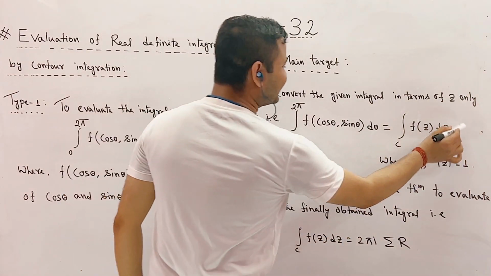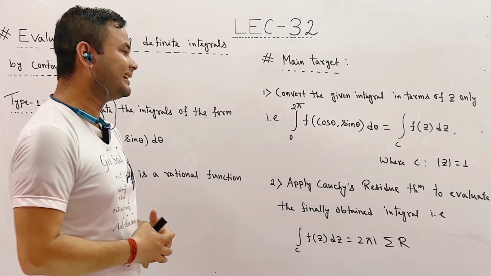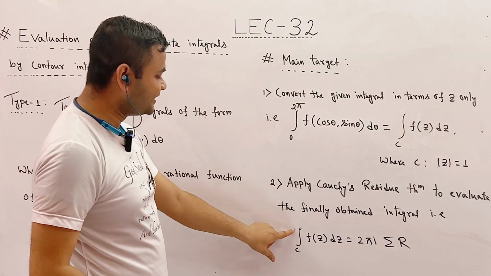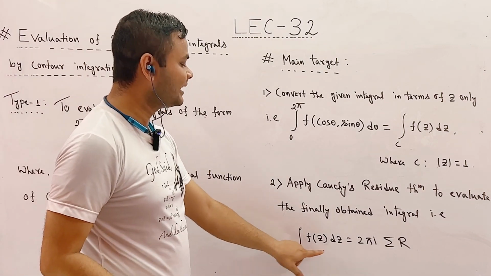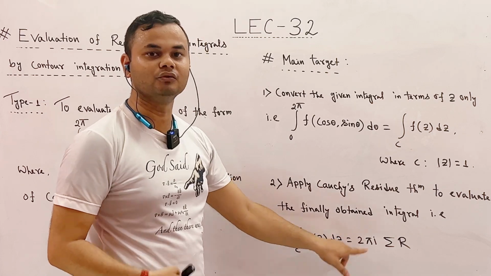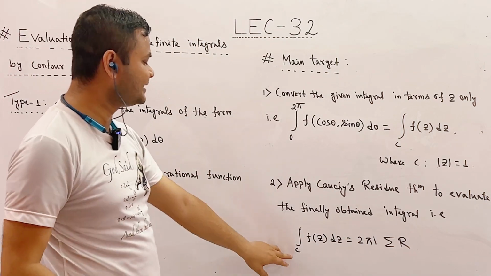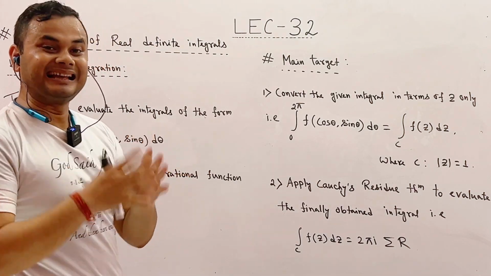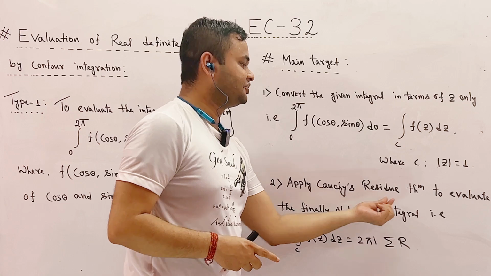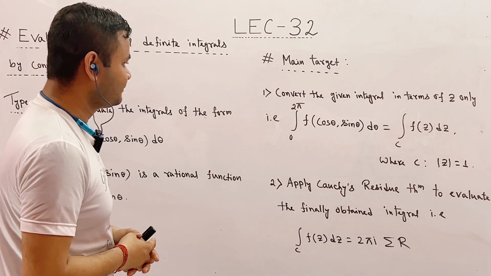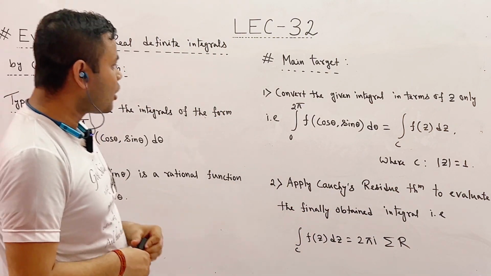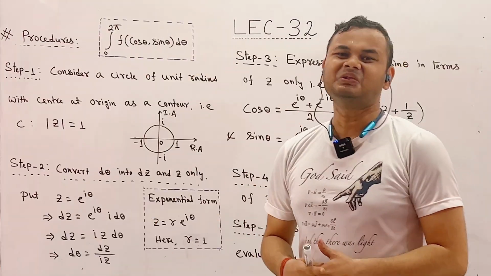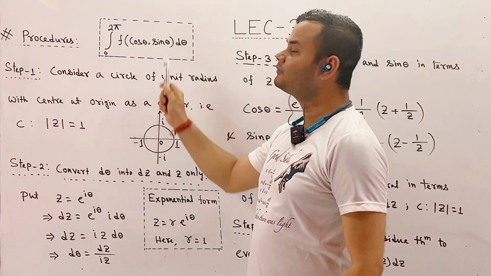Next, after getting this integral, we have to evaluate this integral with the help of Cauchy's residue theorem. And according to Cauchy's residue theorem, integration along closed curve C f of z dz is equal to twice pi iota into sum of residues at the poles within the closed curve C. Students, in lecture number 31, there is a dedicated video on Cauchy's residue theorem. Please watch that lecture. Next, I am going to teach you how to convert this integral into this form in my next part. Now, let us learn how to evaluate this type of integrals.